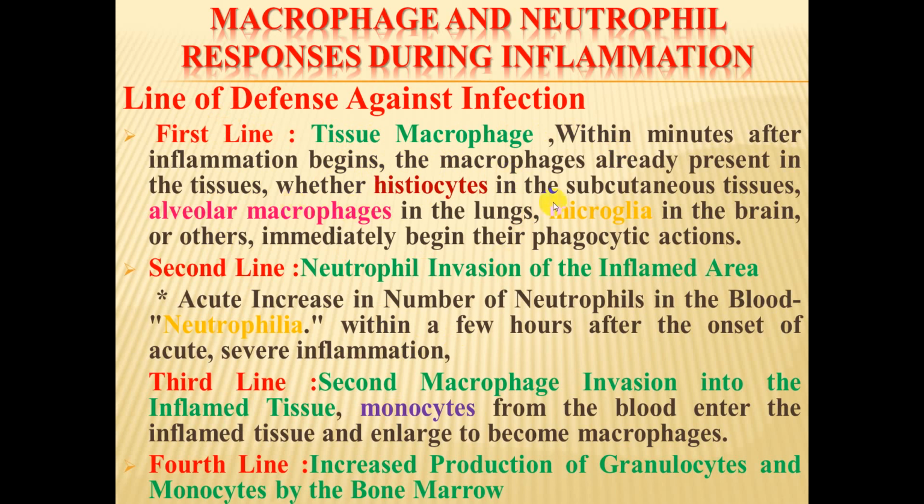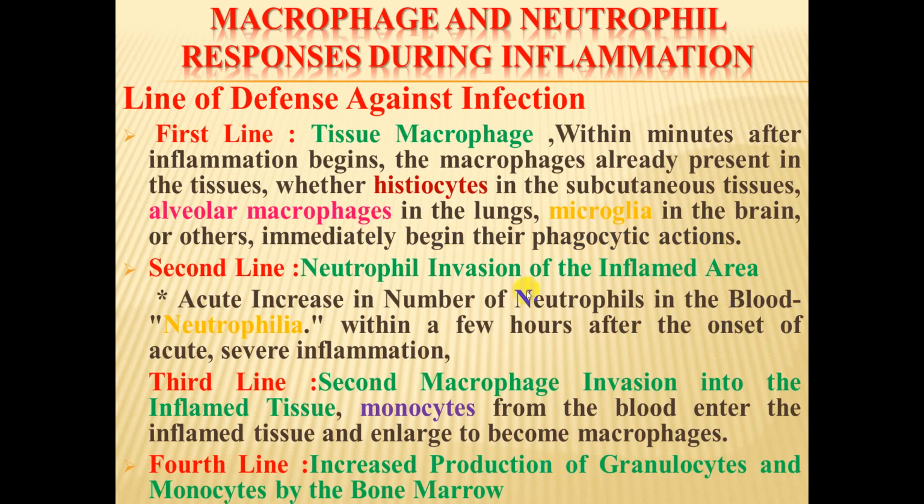Whether histiocyte in the subcut or alveolar macrophage in the lung, microglia in the brain, or any type of cell in the liver, any type immediately begins its phagocytic action, directly works its job.